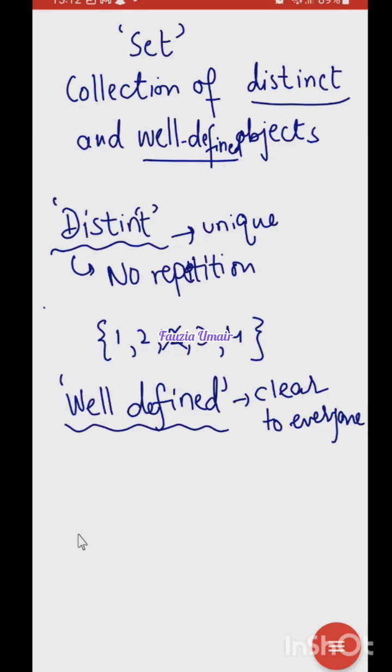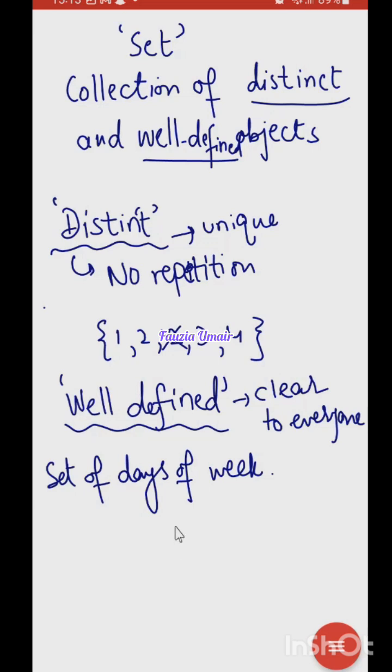For example, Mohit, आप मुझे बताएं, if I say the set of days of the week, do you know what are the elements of this set? Mohit, can you tell me what are the elements of this set? Set of days of the week. जल्दी से बताएं. नहीं, days of the week. Monday, Tuesday, Wednesday, Thursday, Friday, Saturday, Sunday. So we all are very clear.